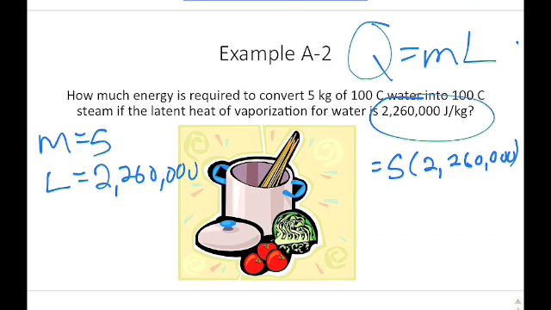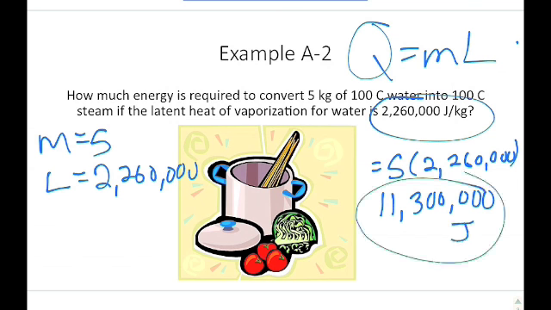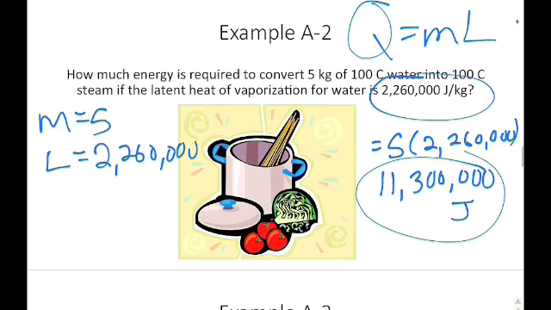And when you multiply all that out, you get a very, very large number because the energy required to change phase is much, much higher than it is to change temperature. You would get something like 11,300,000 joules, which is quite a bit of energy. So realize that whenever you're talking about a phase change problem, you're going to have a lot more energy than you're used to dealing with whenever you have a temperature change question.